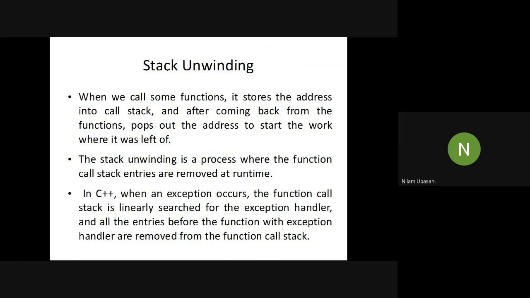And then when control comes back, what happens? One record will be popped out from the stack. Okay, so then the execution of that second function will be done. And once that execution is over, the control goes back to the original function. So again, a stack record will be popped out. Okay, so this is how nested function calls get executed. Now, how is this related to the stack unwinding concept?